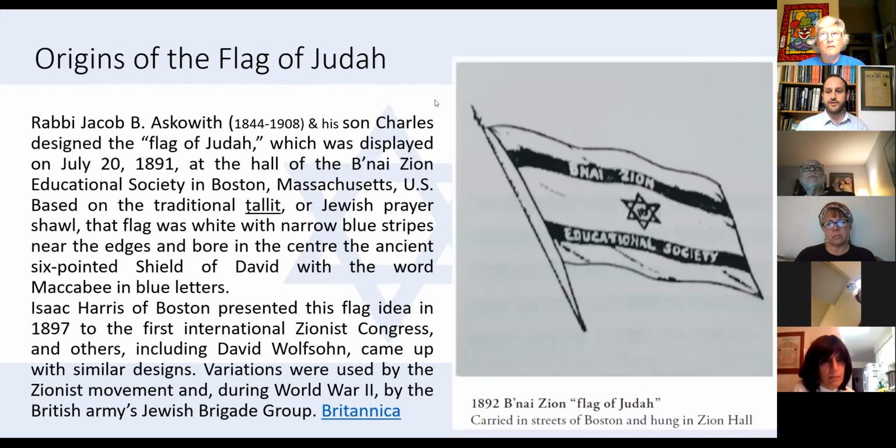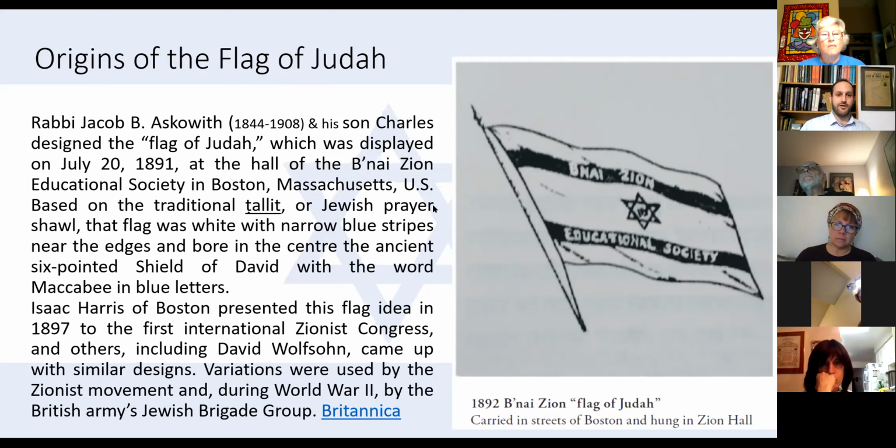So here's the second version that was seen at BAYT Zion, which they flew for even longer, which was their flag of Judah this time, clearly indicating what it was used for: BAYT Zion Educational Society. Notice they replaced the Maccabee words in the middle with Zion. But again, if you're wondering whether you would say this is the Israeli flag or not, the answer is yes. This looks exactly like what we now call the Israeli flag.